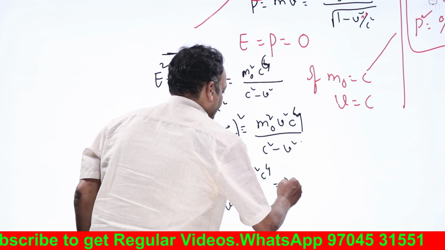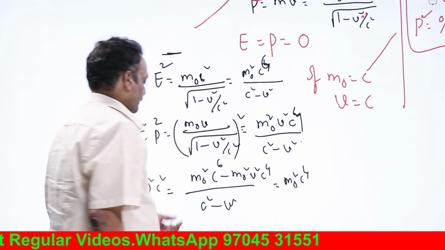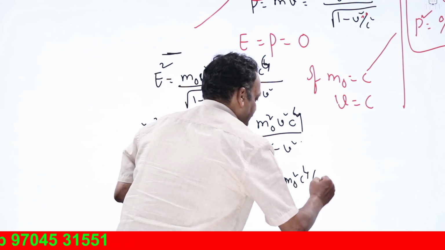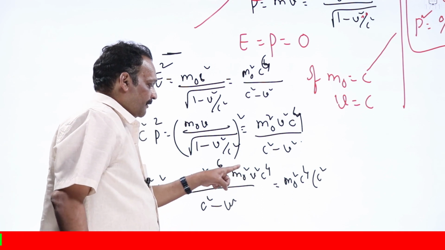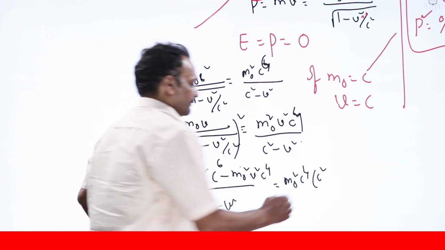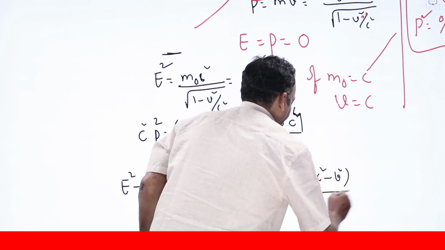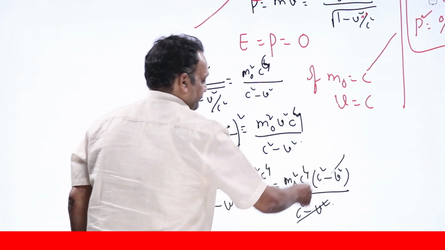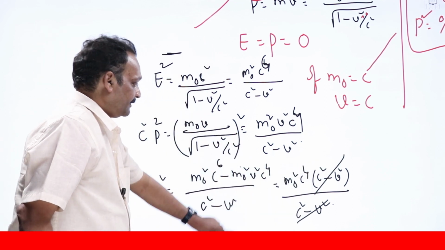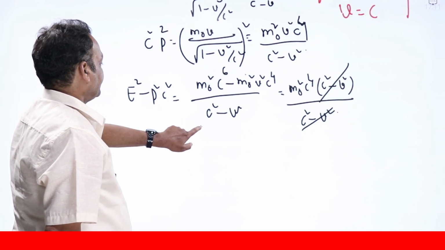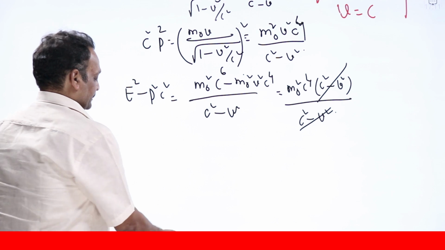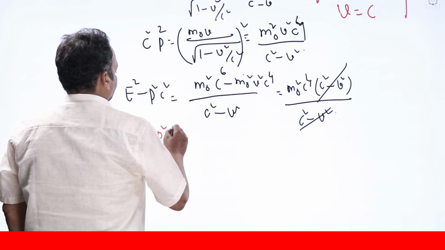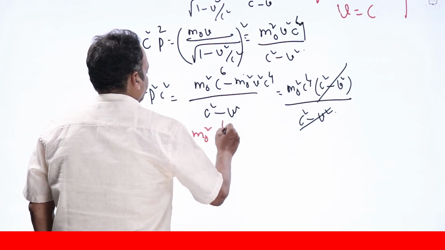If you take m naught square c to the power 4 common, out of c to the power 6 I am taking 4 common, so one c square term will remain, and v square remains. So this is c square minus v square by c square minus v square. These get cancelled. This is m naught square c to the power 4. That is, E square minus p square c square equal to m naught square c to the power 4.